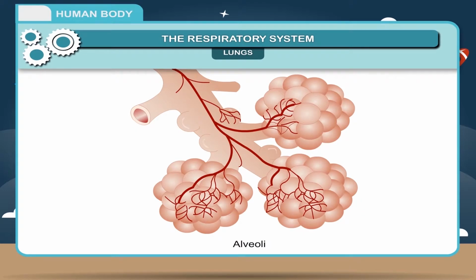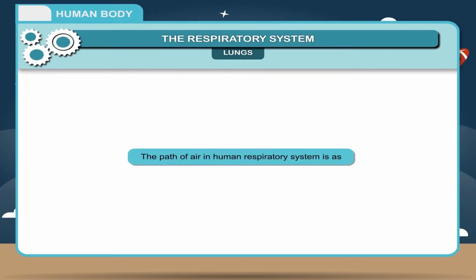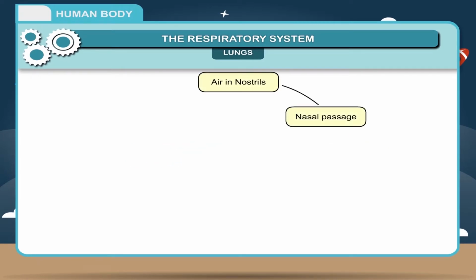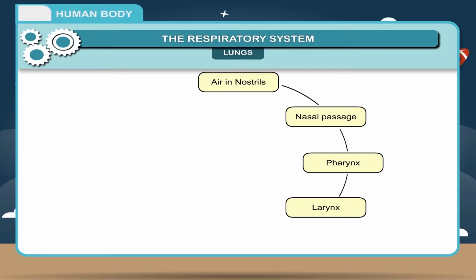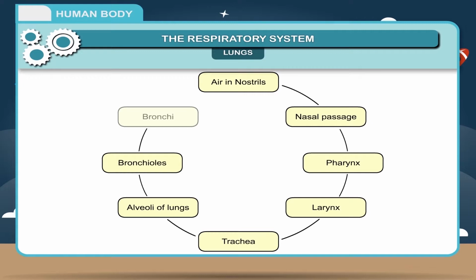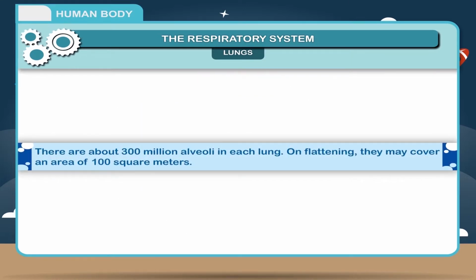In the alveoli, oxygen is delivered to the circulatory system and carbon dioxide diffuses out of the blood into the lungs, where it is exhaled. The path of air in the human respiratory system is: nostrils, nasal passage, pharynx, larynx, trachea, bronchi, bronchioles, alveoli of lungs. There are about 300 million alveoli in each lung. On flattening, they may cover an area of 100 square meters.